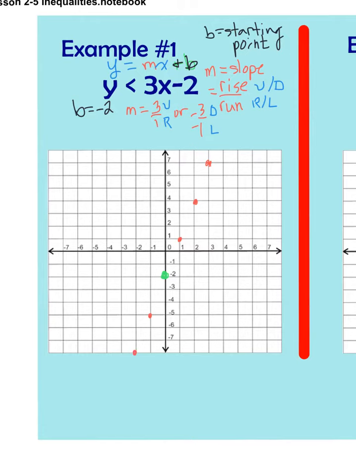So then from here, we have to decide, are we going to have a solid or a dotted line? So based upon the fact that it's less than, we know that we are going to have a dotted line. So I have a dotted line. And I'm also going to have to determine shading. Since it's less than, I'm going to shade below.